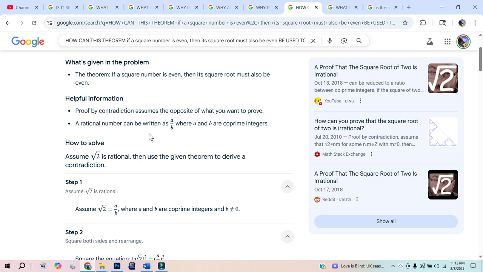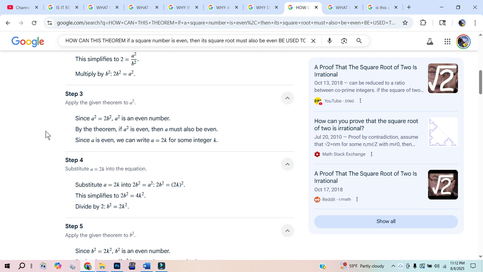So a rational number can be written as a over b, where a and b are coprime integers. And so if this number was 2 divided by 2 is 1, I don't know, so it's kind of fascinating. So let's see where they go. That's as far as I got.